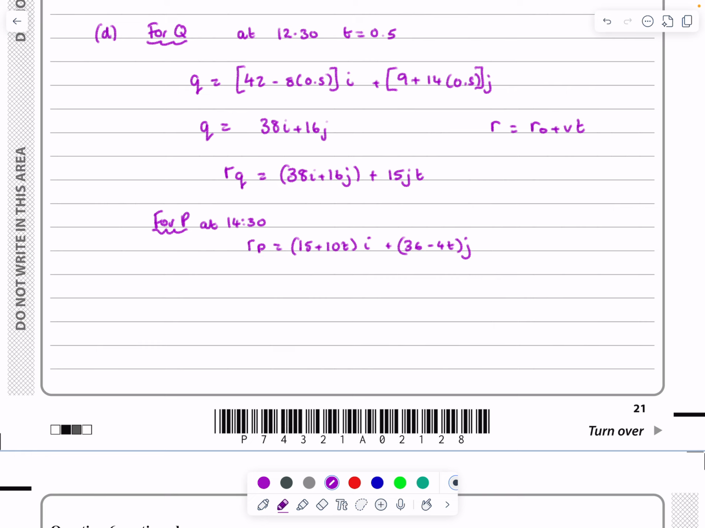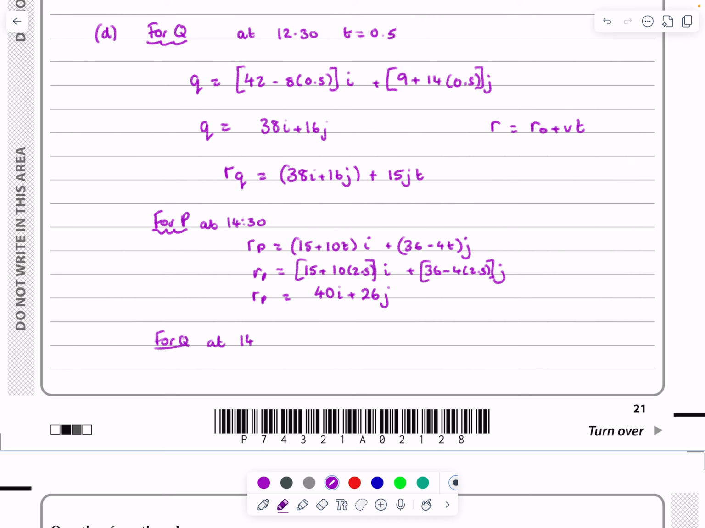So at 2:30, t is going to be equal to 2.5, isn't it? So if t is going to be equal to 2.5, that's going to be equal to 15 plus 10 lots of 2.5 I, 36 minus 4 lots of 2.5 j. Complicated question, this one. So RP is going to equal to, if I work all that out, it's going to be 40i plus 26j.